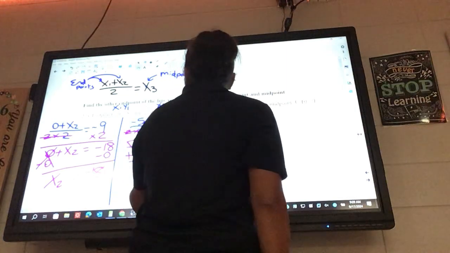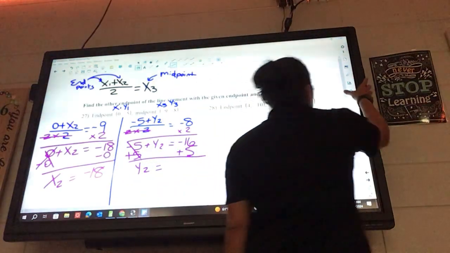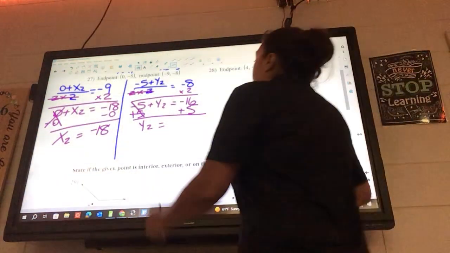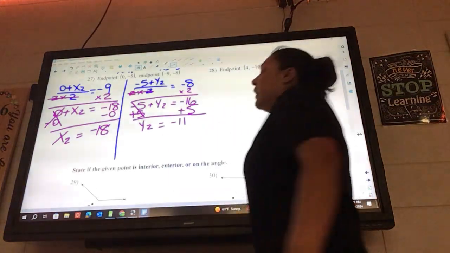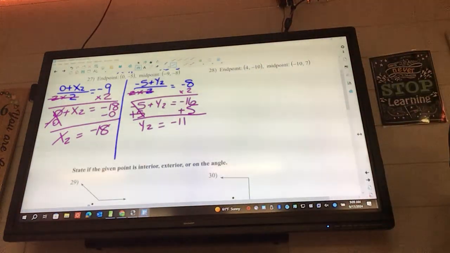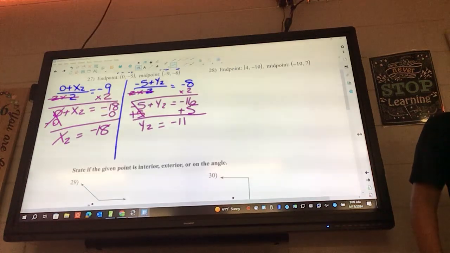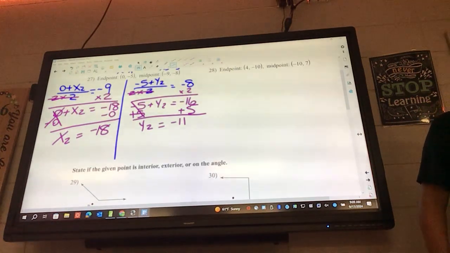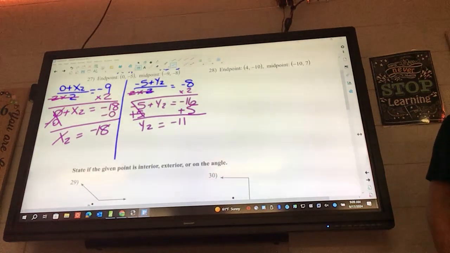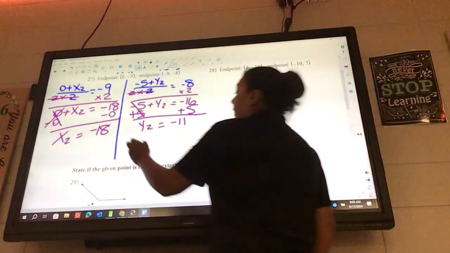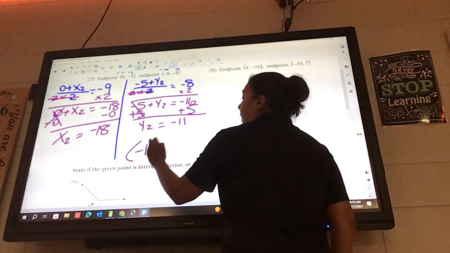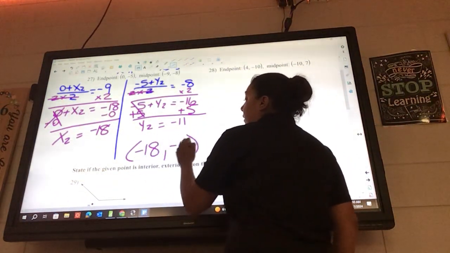Okay, so we're going to get y2 equals, what is -16 plus 5? -11. Okay, and this one is not totally done. Why not? What do we have to do very last? Put them together. How? Remember, so we just did like this. -18, comma, -11.